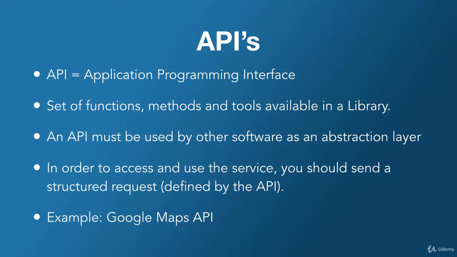A nice example of an API is the Google Maps API. When you add Google Maps into a website, you are using this API in another piece of software. This is an abstraction layer because you are not programming directly into the Google Maps API, but you send a structured request, for example, to tell the Google Maps API the zoom level, the latitude and longitude, where the pin is going to be displayed, and the type of map that you want to display. Everything is going to be part of a structured request. You have to use the functions that the Google Maps API has defined.